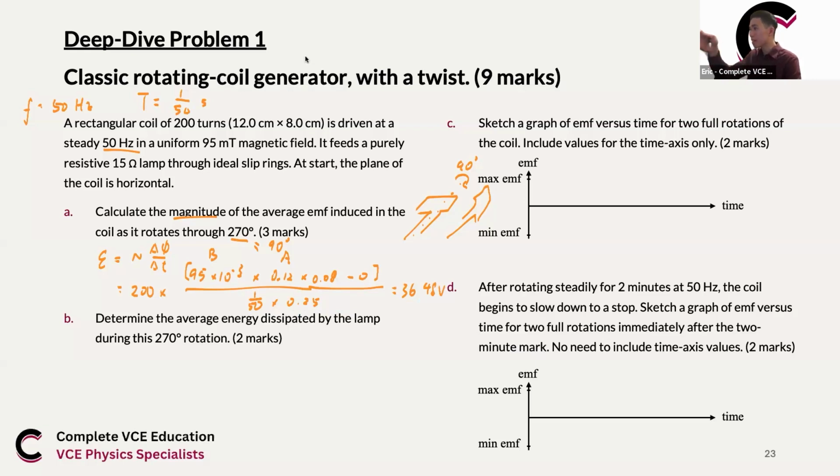Of course, if you rotate the coil a bit more, the total amount of EMF should be greater than the 90 degrees rotation. But when we talk about the average across this period of time, then it is the same thing as rotating for 90 degrees, because it's the average. So 36.48 volts. I see that some of you in the chat got the correct answer.